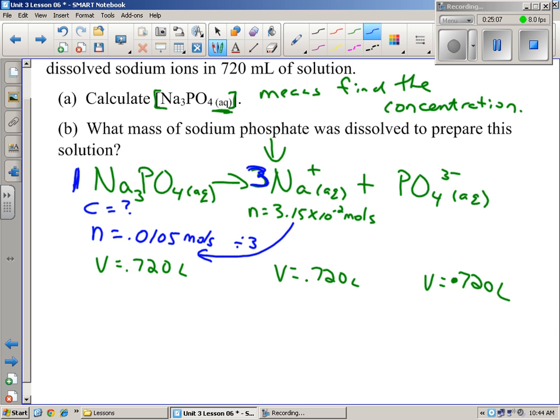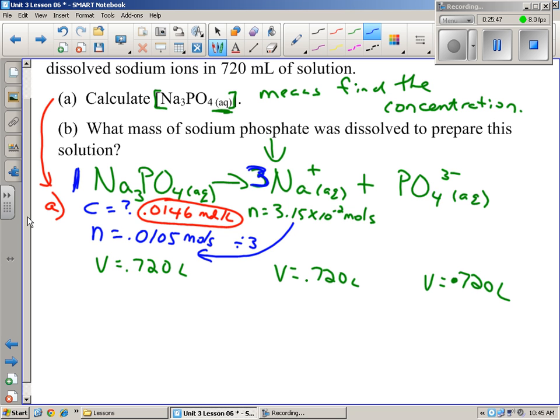Can I find C? I know N, I know V. Sure, divide the two, and I get the final answer once again here. This will be all rounded and everything. 0.146 moles per liter. Okay? That's question A. We've just answered A. Right? Calculate the concentration of sodium phosphate. Right? So, 0.0146.